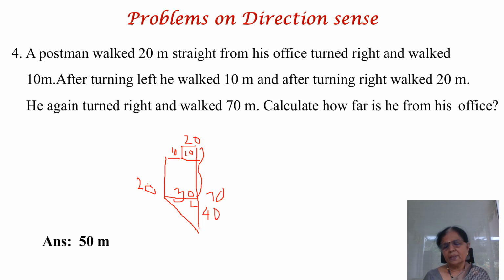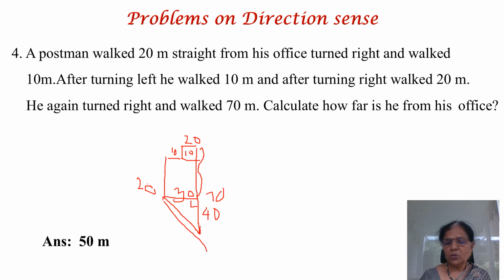So the perpendicular length is 40, the base length is 30. You know it is a right angle triangle. The side opposite the right angle is the hypotenuse, which we have to find out, because this is the distance between the starting point and his post office. This is where he reached the end. This is the starting point. So this is the hypotenuse line. And this is the right angle triangle.